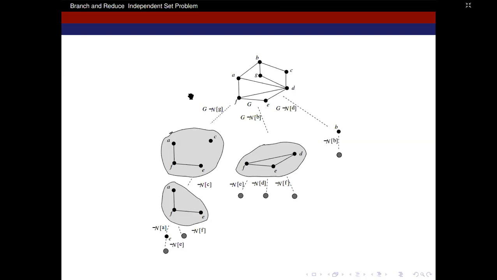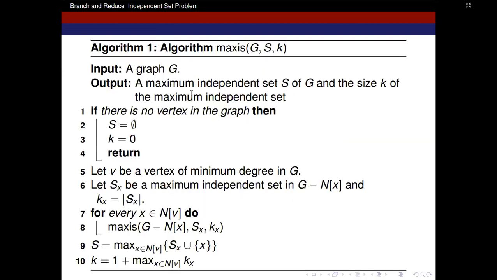Now, you can easily observe that this algorithm or this process can be implemented using a recursive algorithm. Do you understand that this method can be implemented in a recursive fashion? Yes, sir. Okay. Now, we see the algorithm.